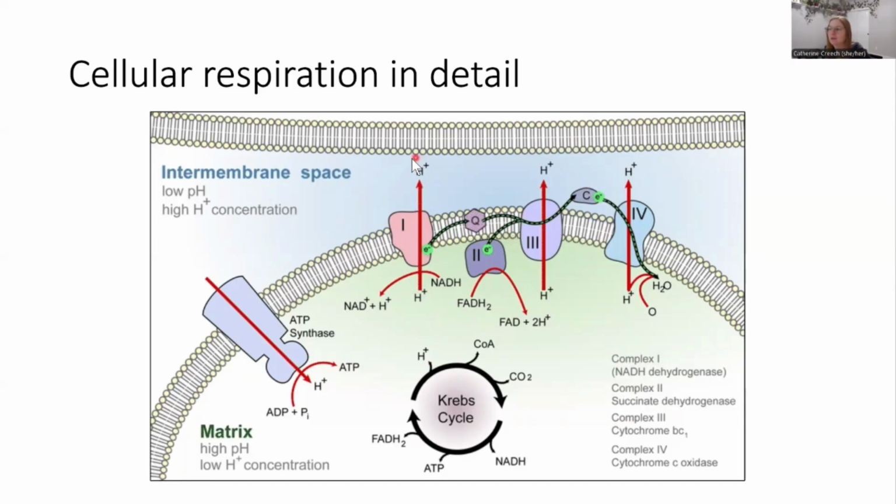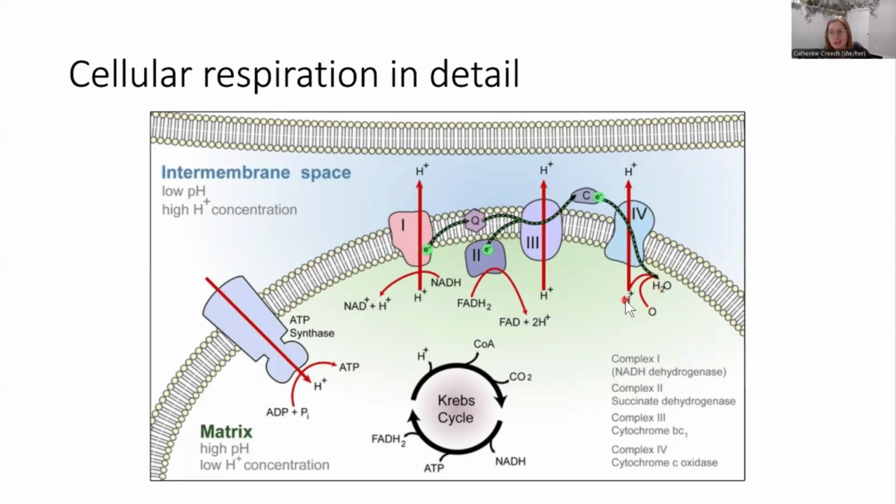As they move through, they pump hydrogen ions into the inner membrane space, and they are received by oxygen at the end of the electron transport chain, which is reduced into water. Water is the waste product. Oxygen is required for the electrons to flow through the electron transport chain.